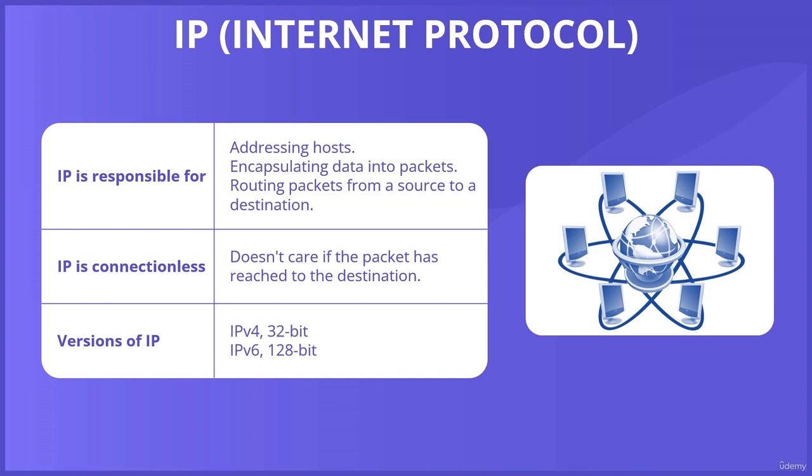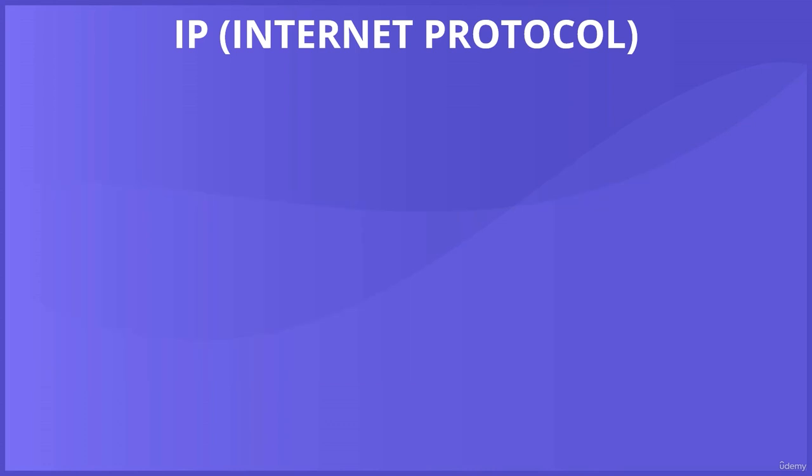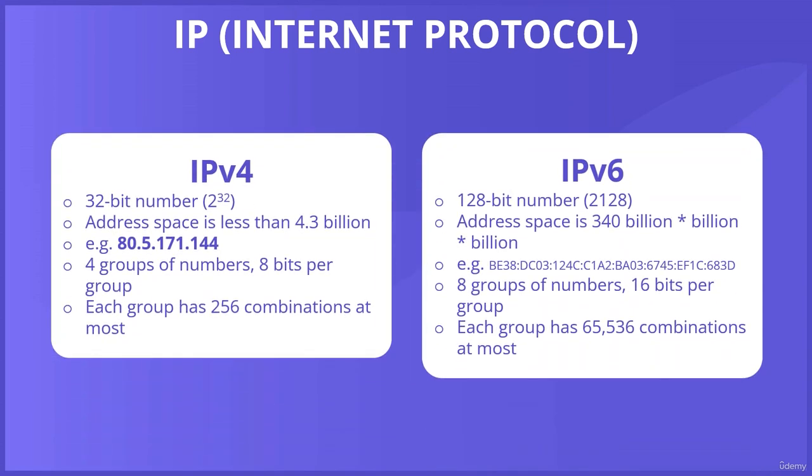IP addresses are made up of binary values and drive the routing of all data over the internet. IPv4 addresses are 32 bits long, and IPv6 addresses are 128 bits long. Right now we're going to see each of the versions in detail. But before we move on, let's compare the main features of each version.